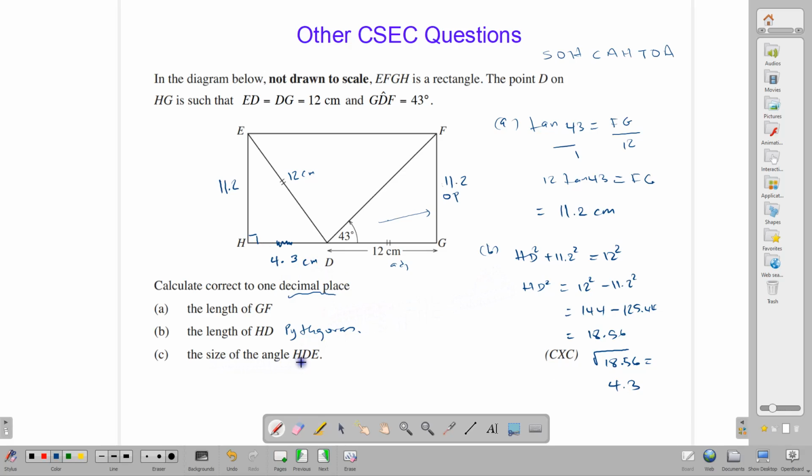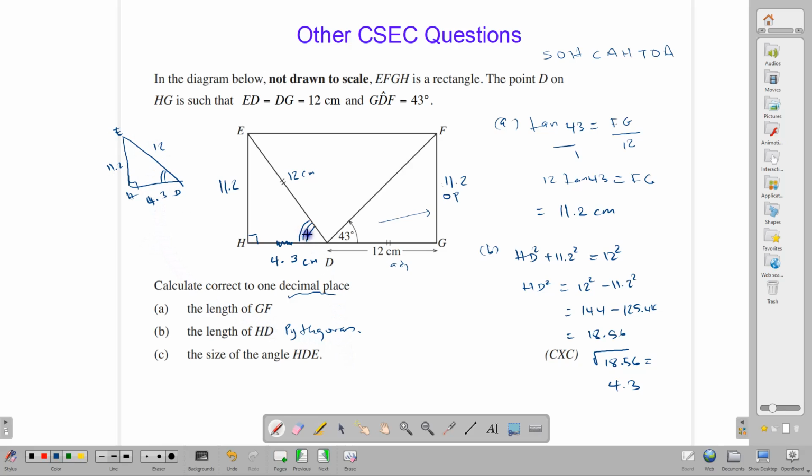We want to find the size of angle HDE. HDE is this angle. If we separate that triangle here, then you would see that we have a lot of options to find HDE. HDE is here. And we have this to be 12, we have this to be 11.2, and we have this to be 4.3. So we have lots of options. We have the three sides, so we could pretty much use any ratio to find it.